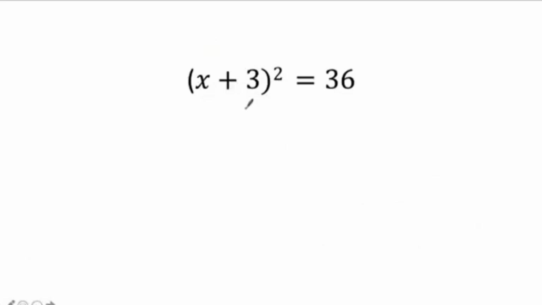Now, when we have this scenario where you have the quantity x plus 3 squared equals 36, even if you have a binomial raised to the second power, we can still use the same square root property to solve this equation. So we take the square root of both sides, and don't forget to put the plus or minus sign here, and we'll be able to cancel the exponent. So what we have is x plus 3 equals plus or minus 6, which is the square root of 36.